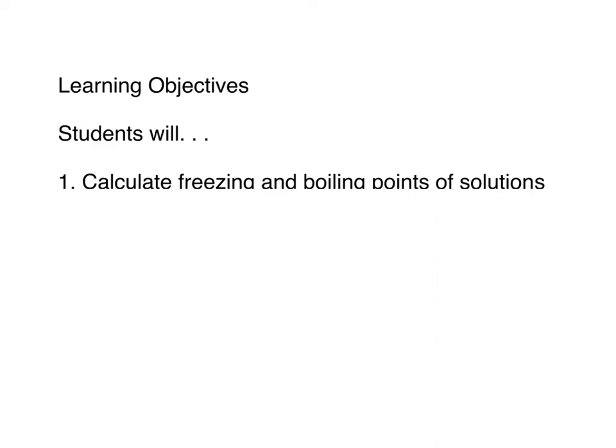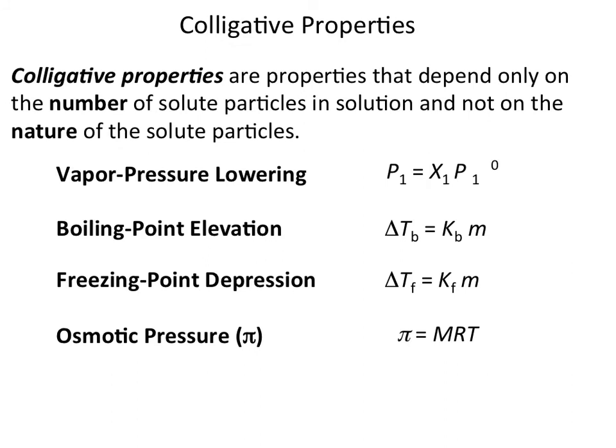After watching this video lecture series, students will be able to calculate freezing and boiling points of solutions using their knowledge of colligative properties and how solutes affect the freezing and boiling points of solutions that they are members of. So colligative properties are properties that depend on the number of solute particles that have been dissolved into a solvent. And we ignore the nature of the solute particles in this context.